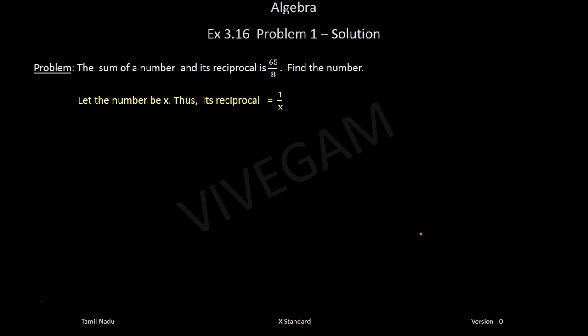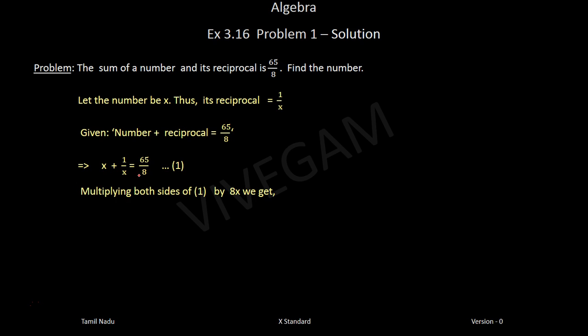The solution. So, let the number be x. So, its reciprocal is 1 by x. And what is given here? The number plus reciprocal is 65 by 8. So, this will become x plus 1 by x, the number and its reciprocal sum. Alright, sum means addition, equal to 65 by 8. So, multiply both sides by 8x, that is the product of the denominators without any repetition. Right, so there is no repetition, so you multiply both sides by 8x.